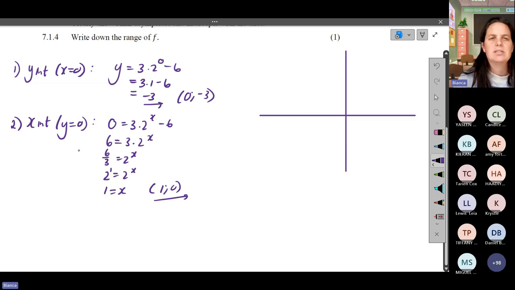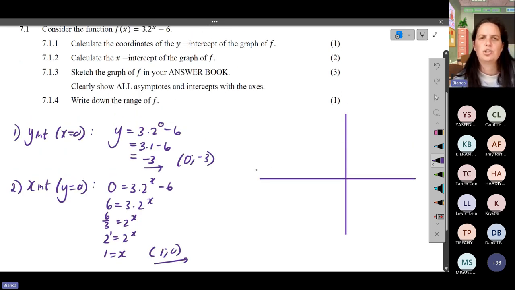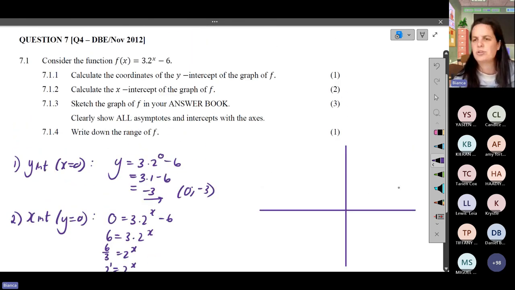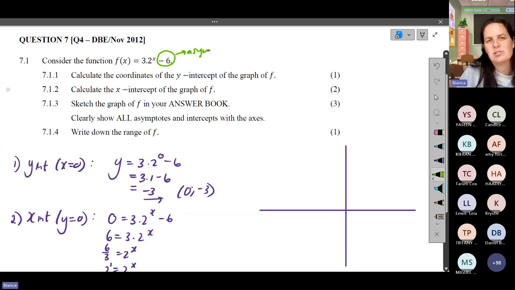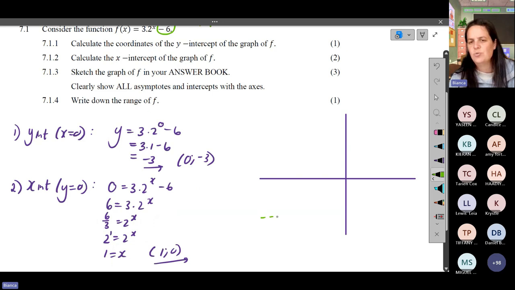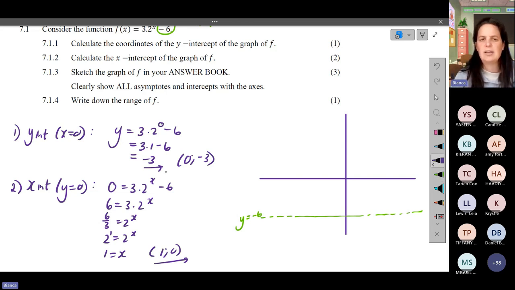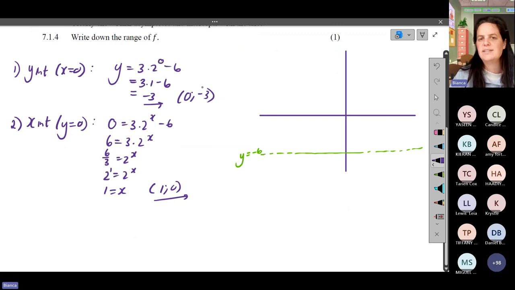Next question says, sketch in your answer book, show all asymptotes and intercepts. This negative 6, that constant term, that is the asymptote. So negative 6 is down here. You draw a dotted line, and you label it y equals negative 6. Now you plot your intercepts. So the y-intercept is negative 3.